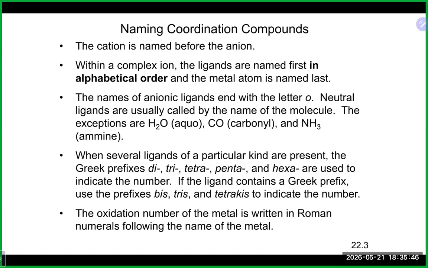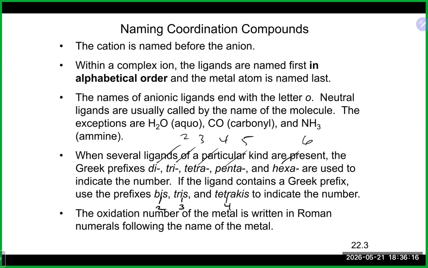Now, if the ligand itself actually has one of those prefixes in it, again, that is 2, 3, 4, 5, and 6, we actually will use other prefixes. So if the ligand itself does have a prefix in it, we will use bis for 2, tris for 3, tetrakis for 4 to indicate the number that is present.